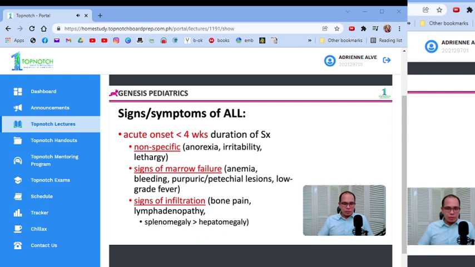Tapos hypocellularity, konti yung mga cells. Whereas in leukemia, it's hypercellularity. Maraming cells pero puro mga blasts, puro mga immature cells.